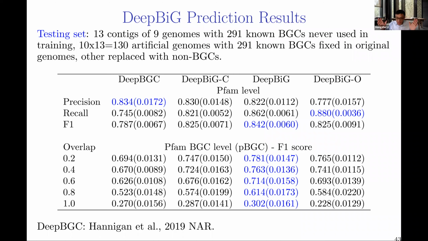So we predict a segment of the genome, right? Now, how are you going to evaluate how real those predictions are? Basically, what we did is compare the predicted BGCs with the true BGCs and see how much they overlap. If they overlap by 20%, 40%, or 100%.